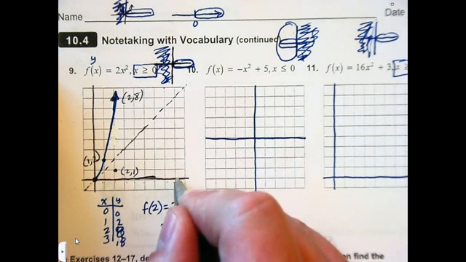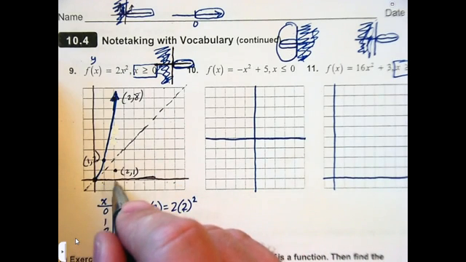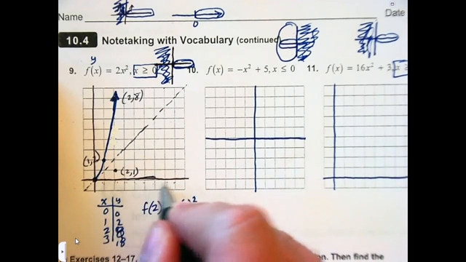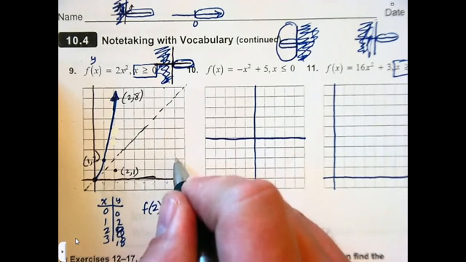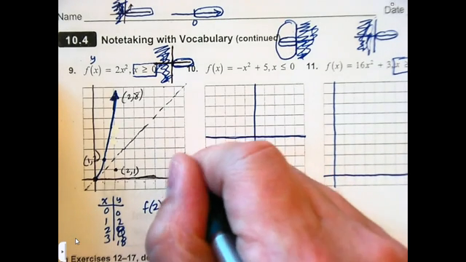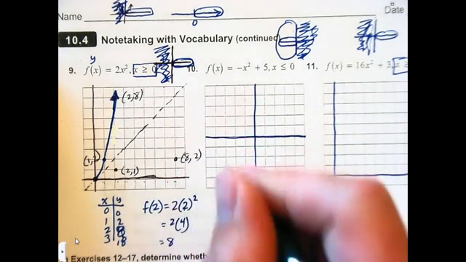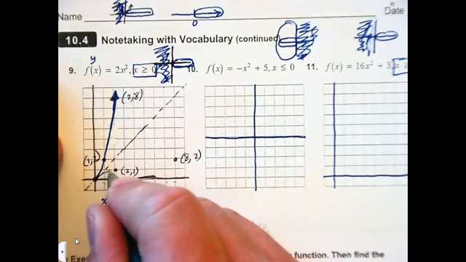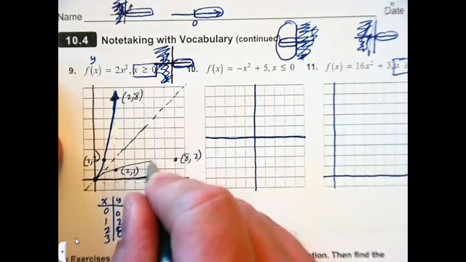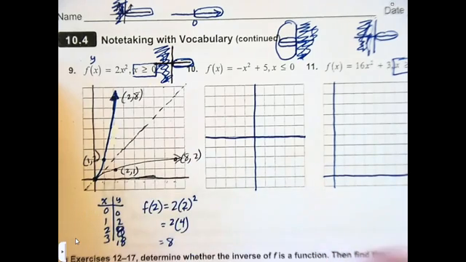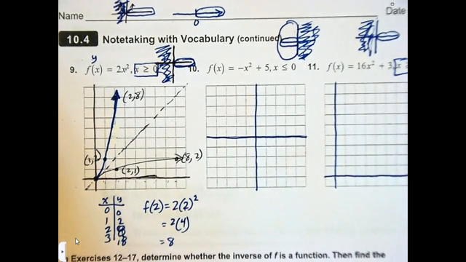You're 8, 2? That's B's. 2, 1. Okay. All right. And we have our graph. That graph now looks like a square root graph, which it actually is a square root graph.